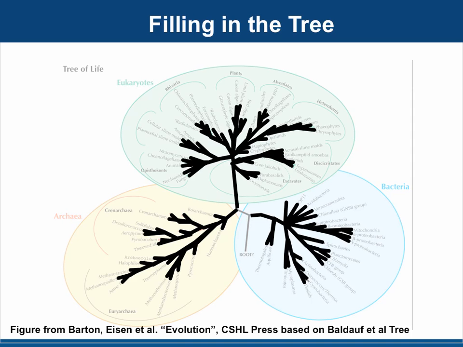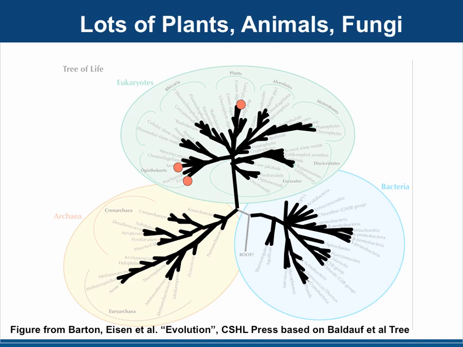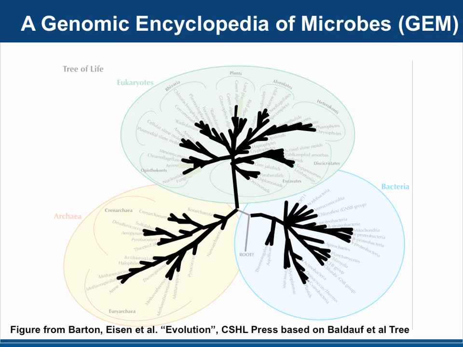Pretty soon after we put together this idea, we immediately realized that we weren't going to try and tackle plants, animals, and fungi, both because they were so well sampled and because, certainly for plants and animals, the genomes were a little bit too big for us to propose sequencing thousands of them. So we excluded plants, animals, and fungi, and we proposed a genomic encyclopedia of microbes.